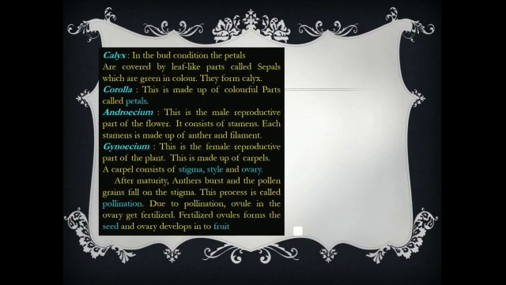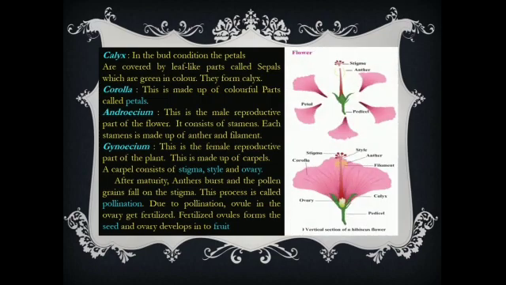Let us study these parts in detail. Calyx. In bud condition, the petals are covered by leaf-like part called sepal, which are green in color. They form calyx. Corolla. This is made up of colorful parts called petals. Next part is androecium. This is a male part of the flower. It consists of stamens. Each stamen is made up of anther and filament.